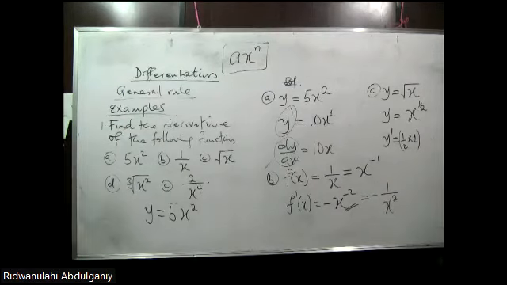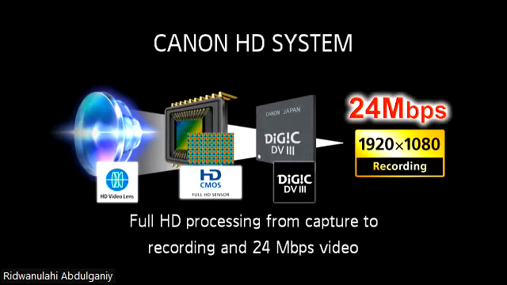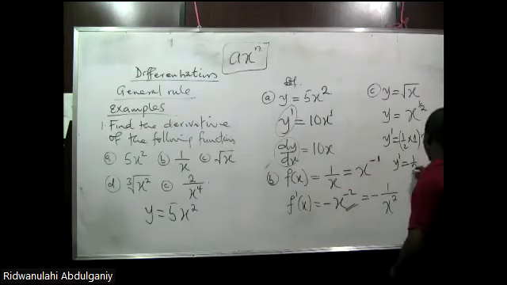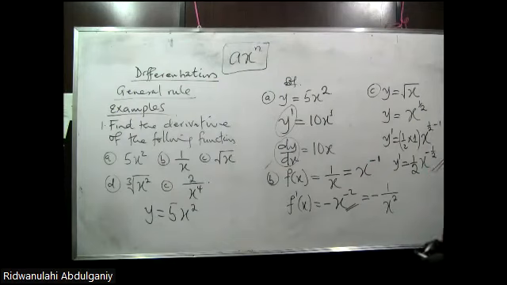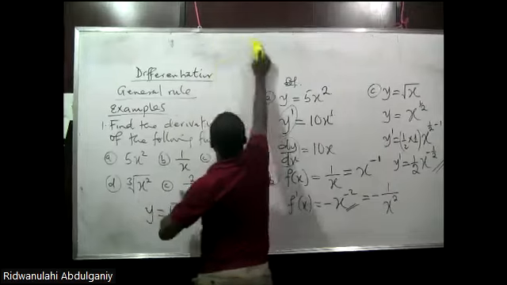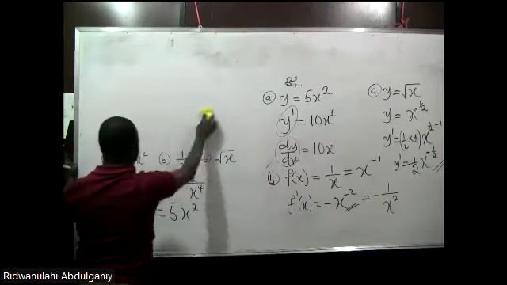That's the power. Power times coefficient. Let's proceed. X raised to power 1/2 minus 1. So y prime now equals 1/2 times x raised to power minus 1/2. That is the answer. If you don't want to write the answer in that way, you still want to go further, you will now apply law of indices.